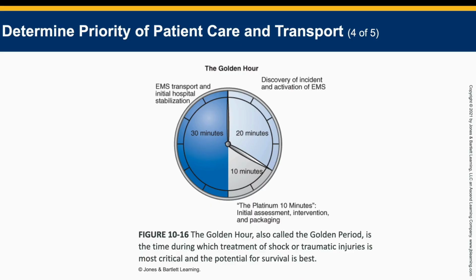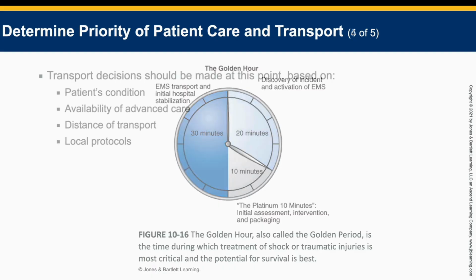After the rapid assessment and stabilization, the focus shifts to transporting the patient to the hospital while continuing care. The remaining portion of the golden hour is used for transport and initial hospital stabilization, ensuring the patient reaches definitive care as quickly as possible. This concept highlights why EMTs must work efficiently, prioritize life threats, and minimize any unnecessary delays. Because in trauma care, every minute matters.